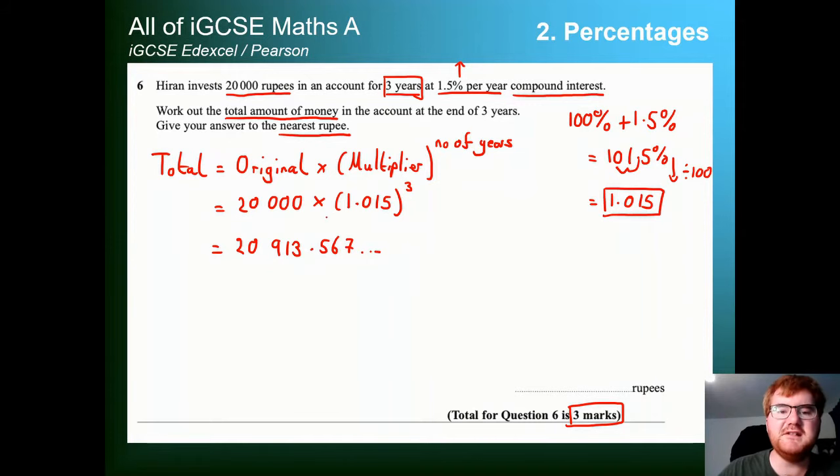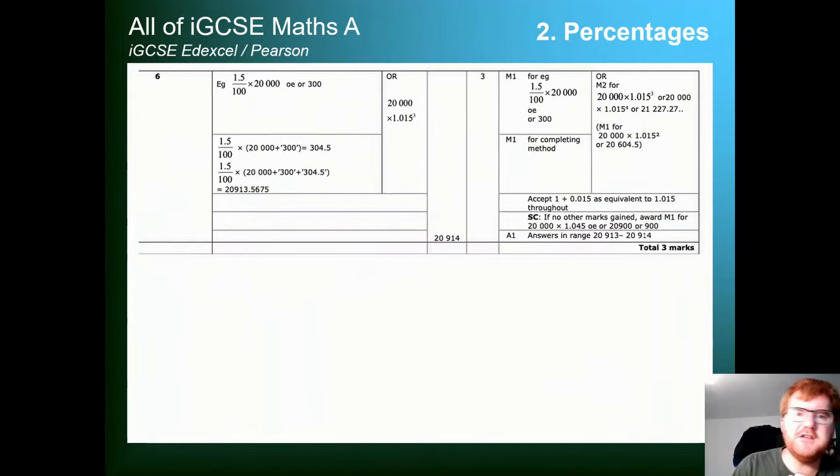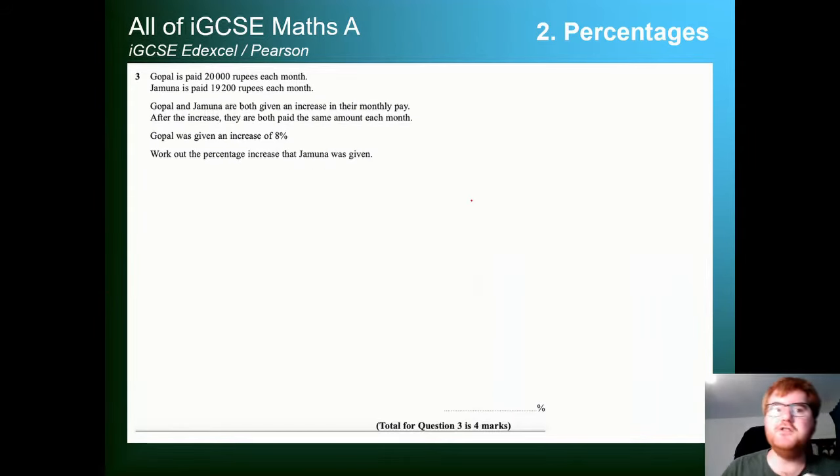20,913.567... And we want this to the nearest rupee, so the nearest whole number. So because after the decimal point we have a 5, we're going to round this upwards, and that's going to give us 20,914. So make sure you're rounding carefully. You don't want to miss out on 1 mark just because of a rounding error. And this comes up every year with IGCSE students. These rounding errors, try and avoid them where you can. So you can see the mark scheme here, and there's our final answer of 20,914.